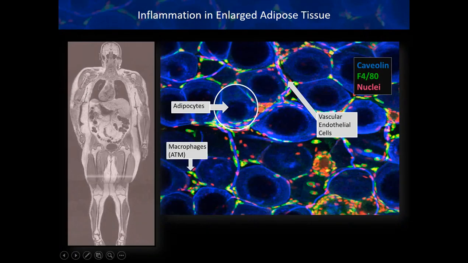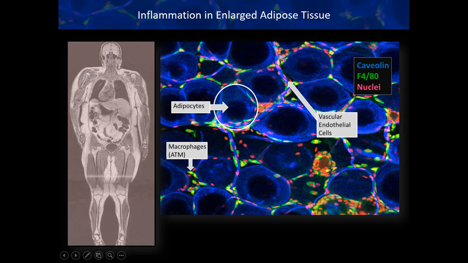So looking here, we can see a cross-section of adipose tissue to give you an idea of the cell types I'm going to mention today. So in this cross-section, we can see adipocytes in blue, vascular endothelial cells, which we can see along these structures with red nuclei, and then also macrophages here in green. We call these ATMs for adipose tissue macrophages.